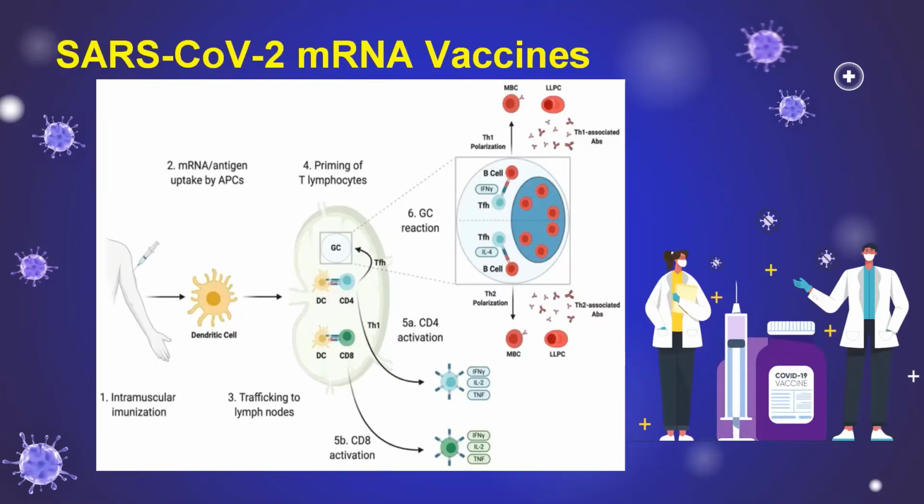Which brings us to the cherry on top of the SARS-CoV-2 topic, the mRNA vaccines. The mRNA vaccine is defined as a vaccine containing the messenger RNA for the S glycoprotein. When it's injected, the mRNA antigen is taken up by antigen-presenting cells, causing trafficking to the lymph nodes and priming of the T lymphocytes, which in turn activates the CD4 and the CD8, which also start the germinal center reaction and thus the immune response.